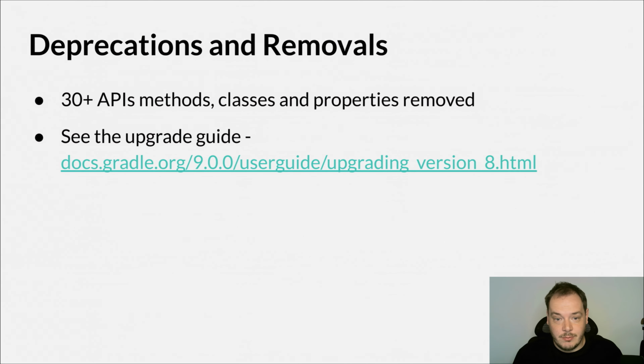For removals, we removed a lot of deprecated APIs. Like Alex said before, it's mostly about configuration cache compatibility, and most of the APIs have better replacements as of now. For all deprecations and removals, please refer to the upgrade guide. We have a full list there. You can see what we removed and what is a potential alternative there if it's available.